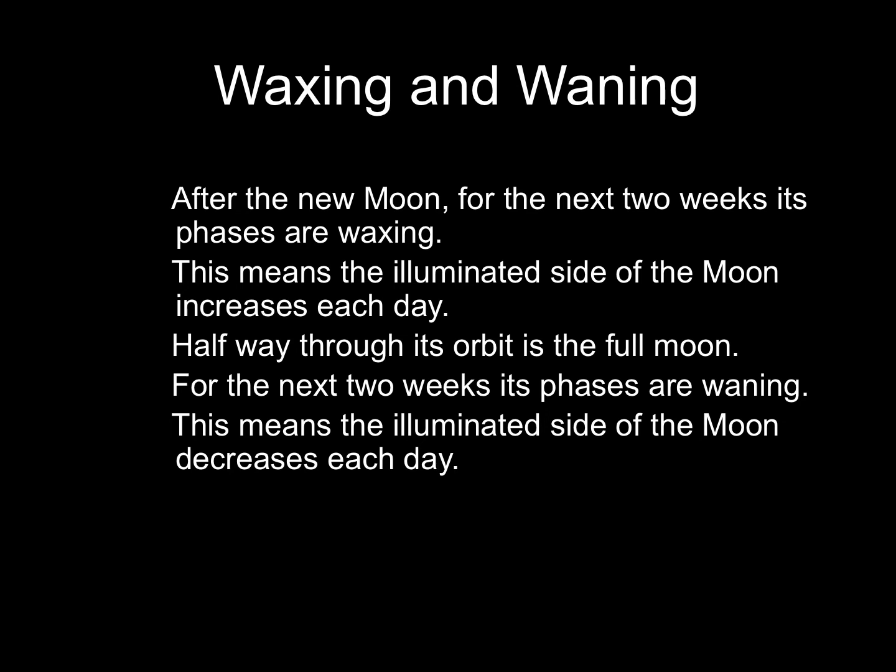Make sure you understand the difference between waxing and waning. Waxing is the 2 weeks after the new moon, as we're going toward full, and the amount of light we see is increasing. Full moon is the middle of the cycle. Then the moon begins waning, and the amount of light we see decreases each day until we get back to the new moon. Now, let's practice.